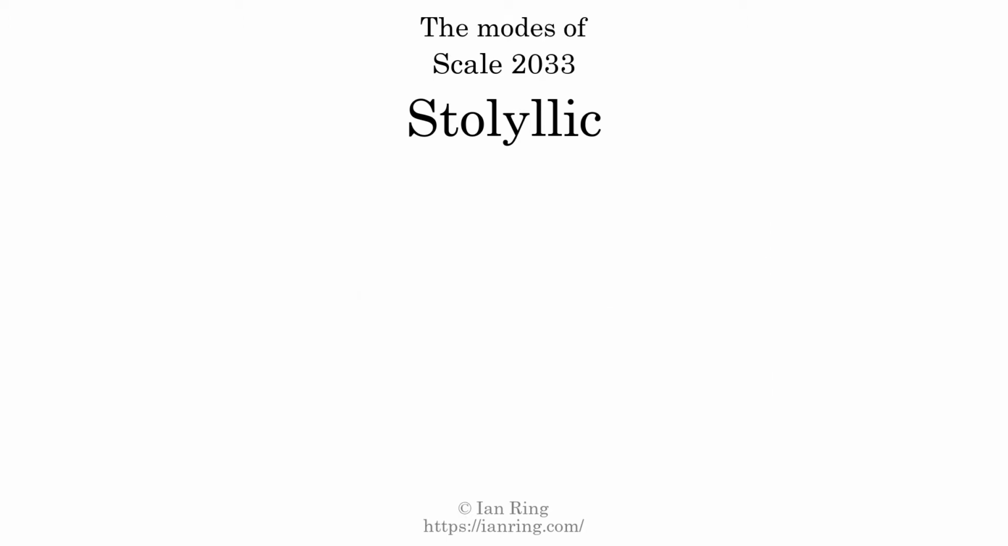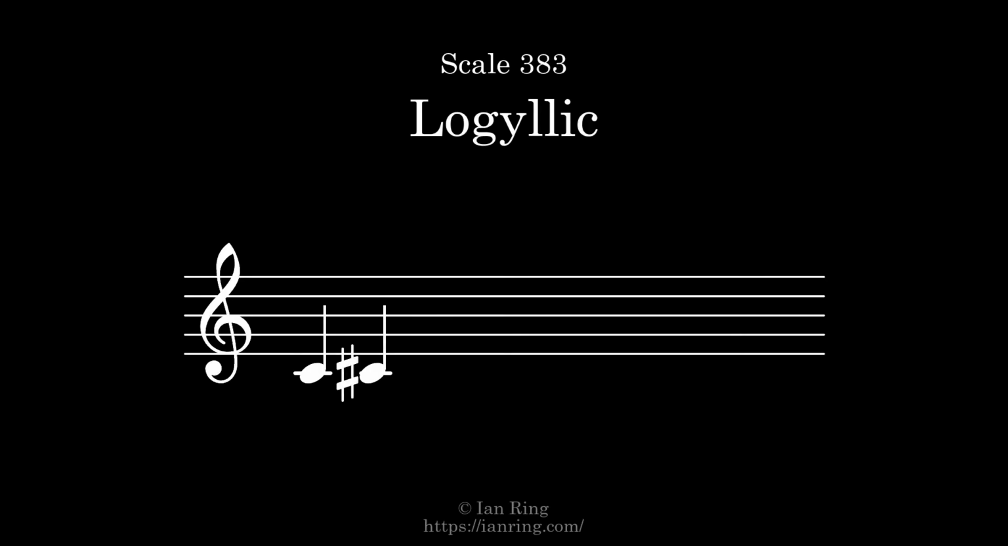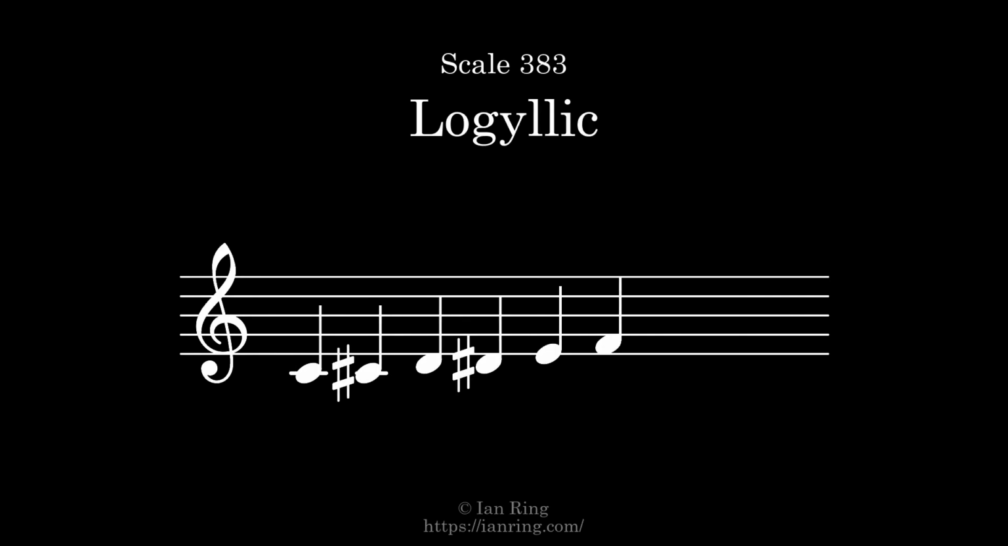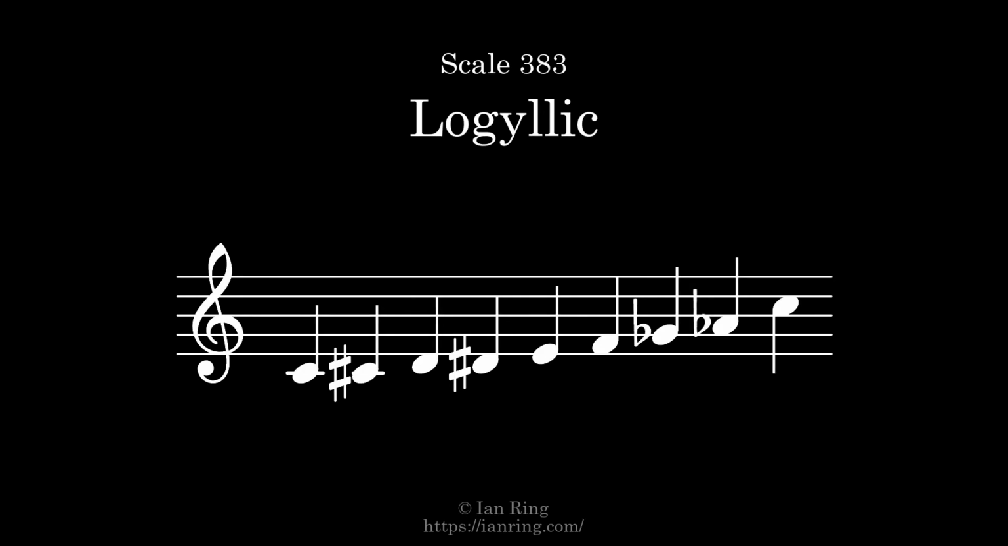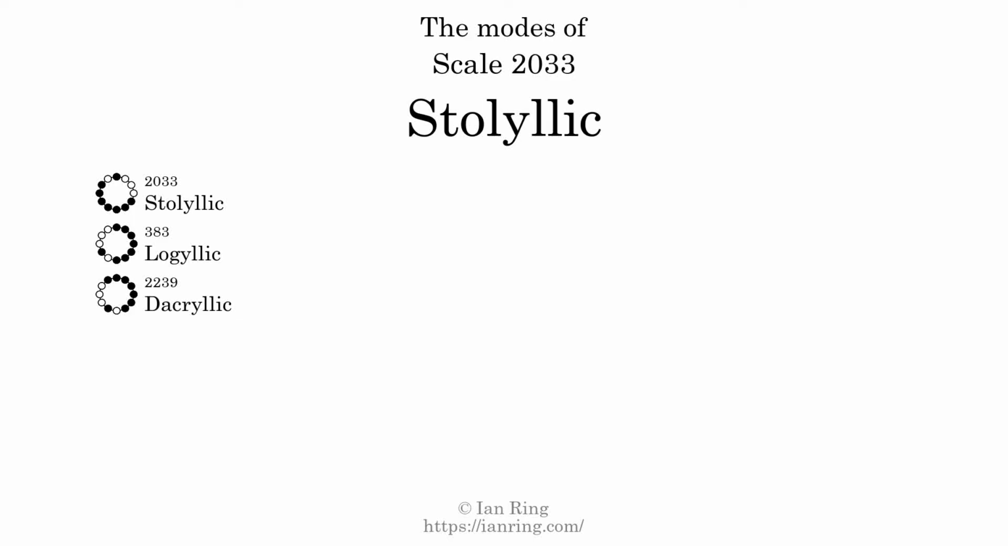This scale has 8 modes. The first mode is itself. The second mode is scale 383, also known as Stolyllic. It sounds like this. The third mode is scale 2239, also known as diacrylic. It sounds like this.